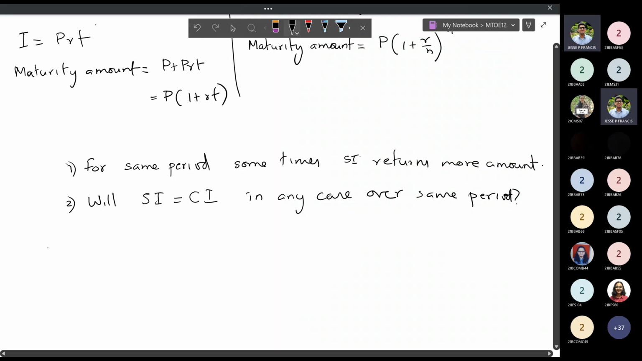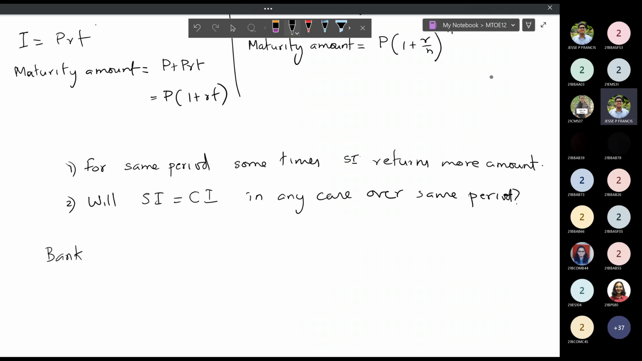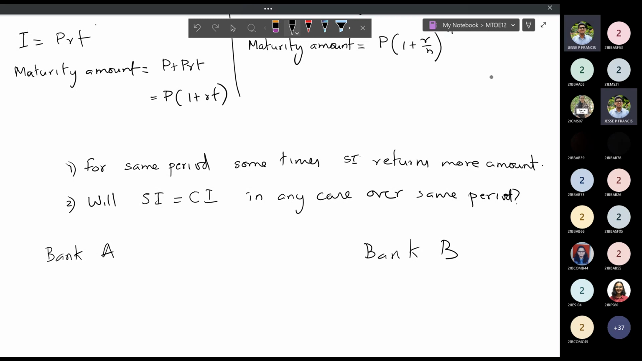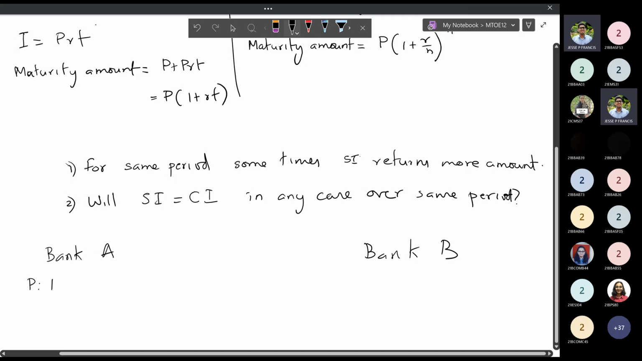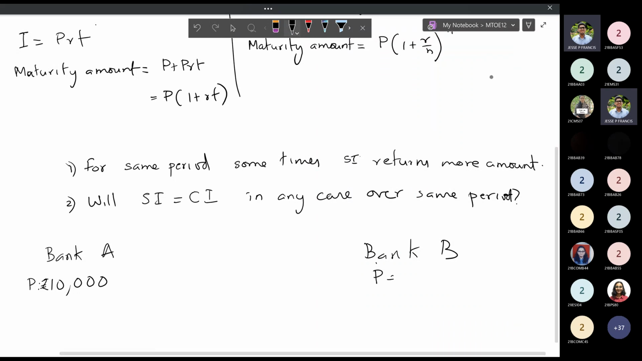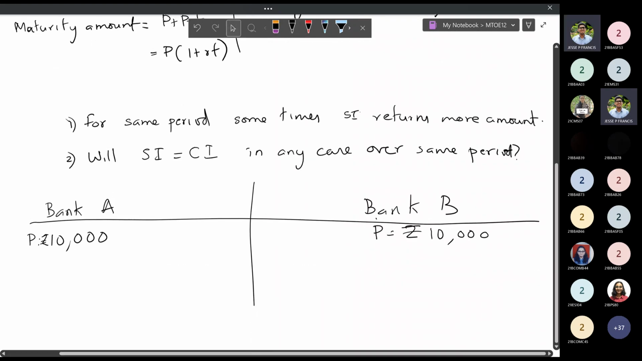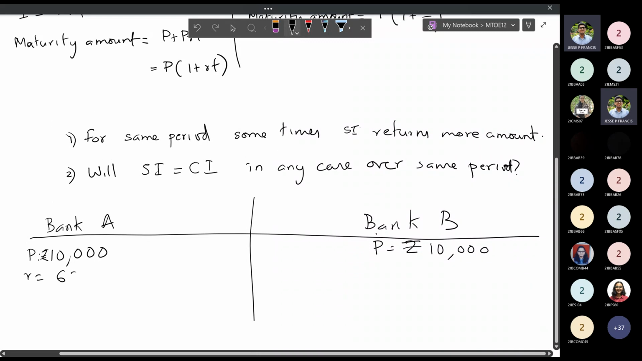Let me give you a case. Bank A, Bank B. The principal I am planning to put is 10,000 rupees on either bank. Principal P is equal to rupees 10,000. Now, the rate of interest is the same, 6% and 6%.